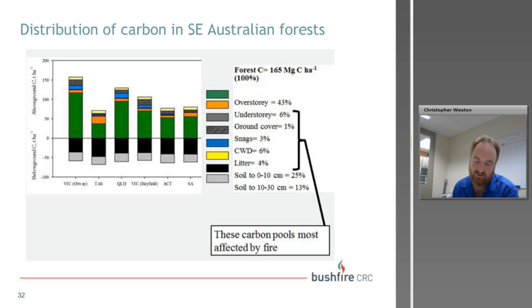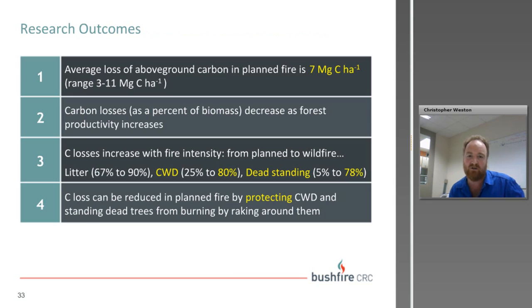Soil carbon is not impacted by planned fire to any great extent, and it's really only in wildfire situations that surface soil carbon becomes a concern in terms of losses. So we're now in a position where we can advise the agencies of the typical range of carbon losses that they can expect from planned burning operations in open forests.